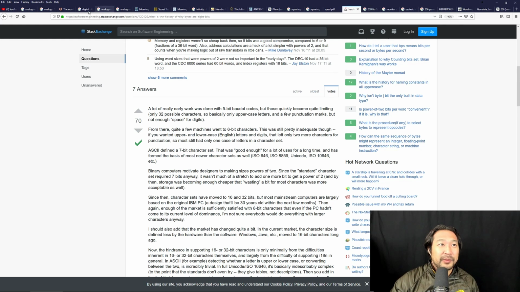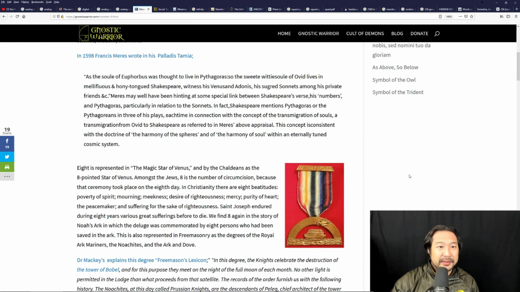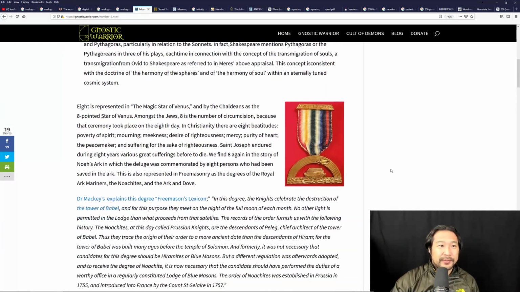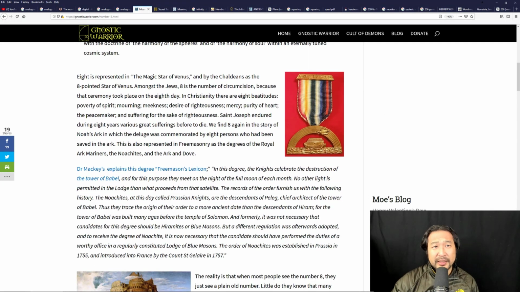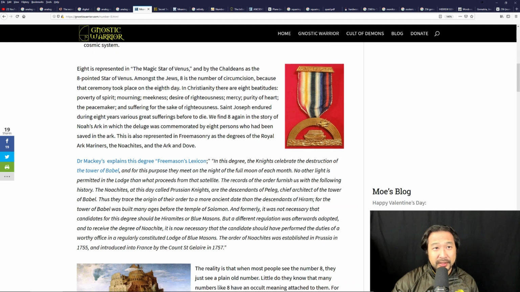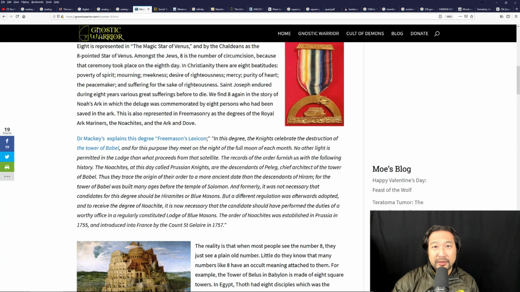All right, so let's go back to the meanings. So here, 8 is represented in the magic star of Venus, and by the Chaldeans as the 8-pointed star of Venus. Among the Jews, 8 is the number of circumcision because that ceremony took place on the 8th day. In Christianity, there are 8 beatitudes: poverty of spirit, mourning, meekness, desire of righteousness, mercy, purity of heart, the peacemaker, and suffering for the sake of righteousness. Saint Joseph endured during 8 years various sufferings before he died.